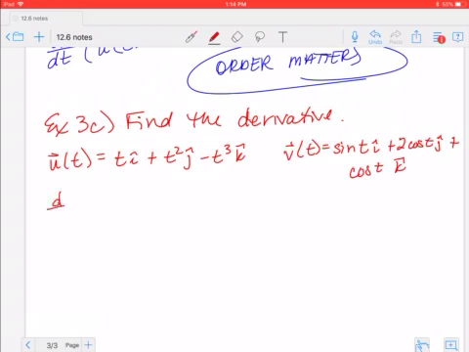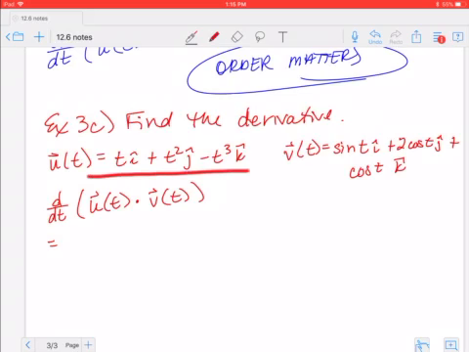We are going to be asked to find the derivative with respect to t of u dot v. Okay, so let's do it right now. I have my derivative of the first, right, times the second plus the first times the derivative of the second. So the derivative here, I'm going to take the derivative of my first vector, which is u.